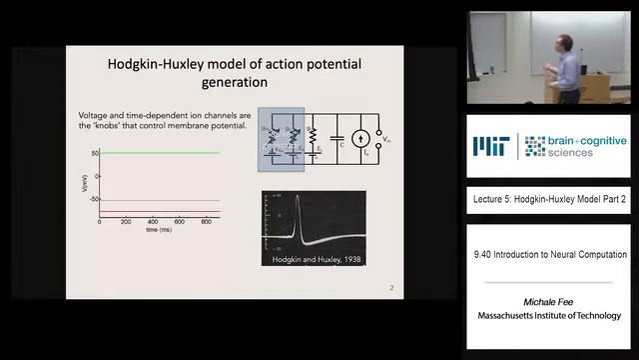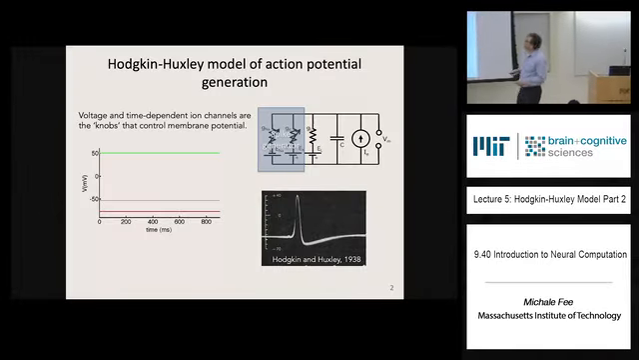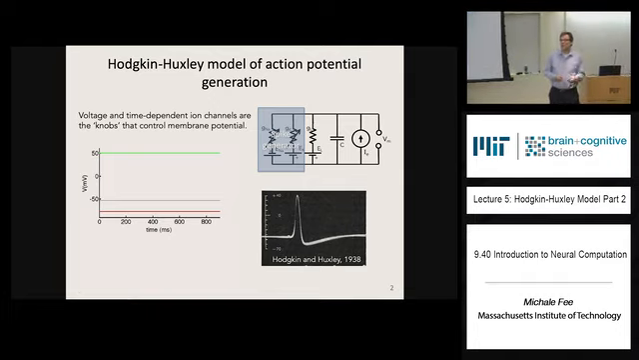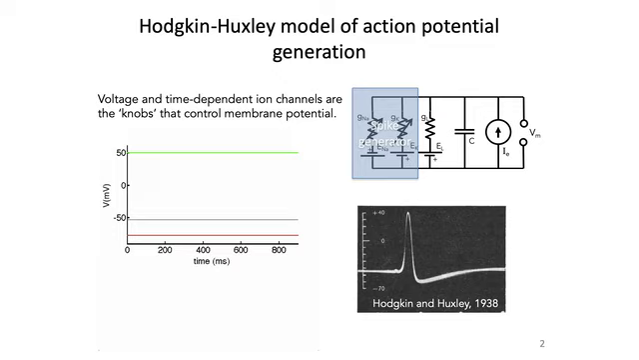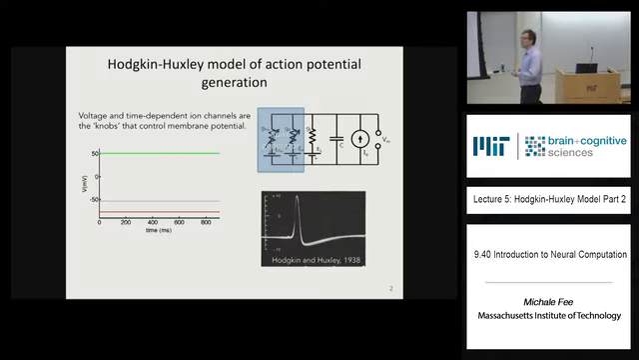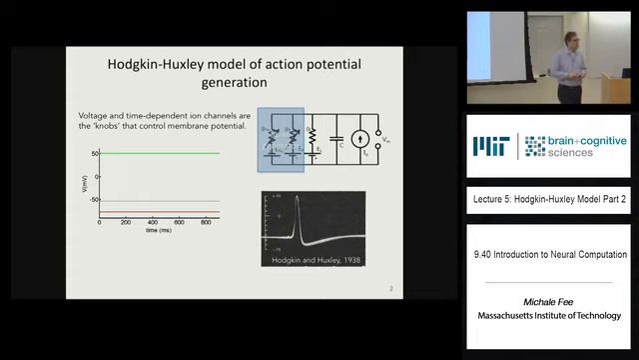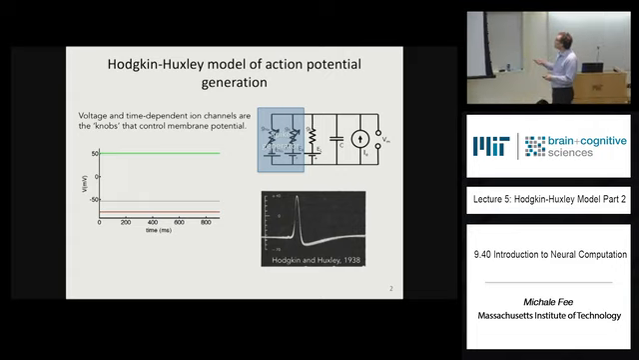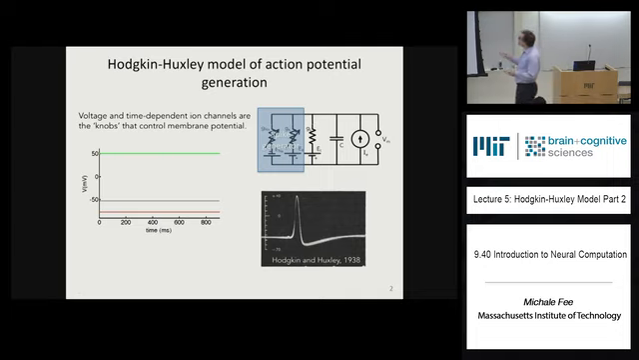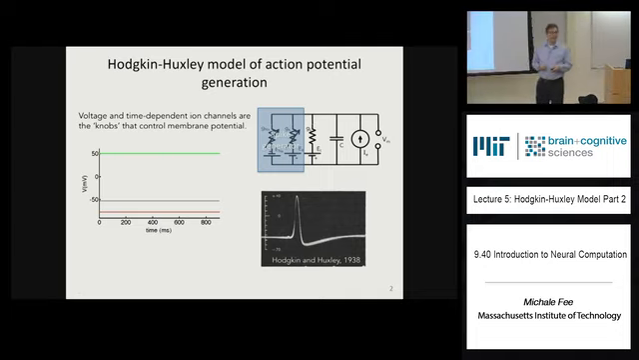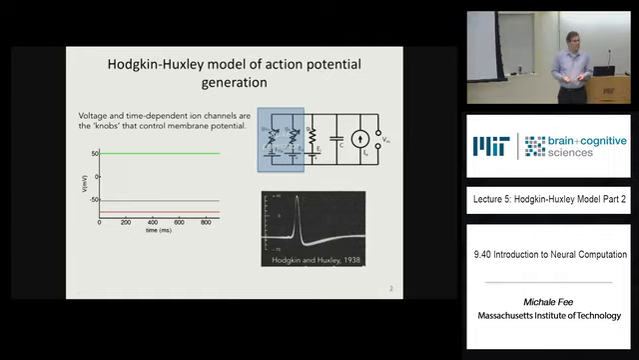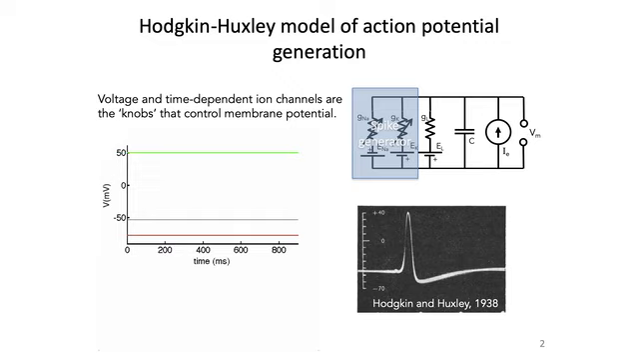Today we're going to continue developing our equivalent circuit model, the Hodgkin-Huxley model of a neuron, and we're still focusing on the mechanism that generates spikes. As you recall, there are two ion conductances that lead to action potential generation. There's a sodium conductance that is connected to a sodium battery that has a high equilibrium potential. There's a potassium conductance that is connected to a potassium battery that has a negative equilibrium potential.